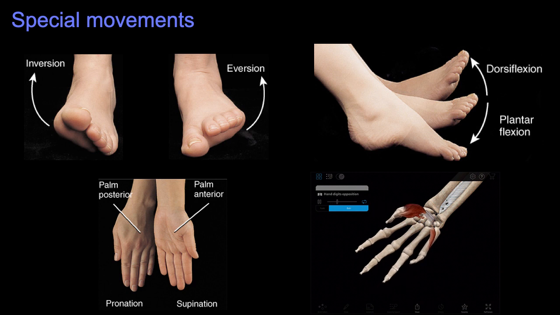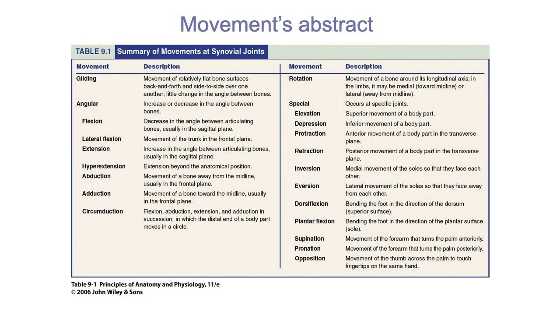And then we have a very special movement which is called opposition of the thumb, that moves across the palm to touch the tip of the fingers of the same hand. Okay, this is considered a human exclusive movement. That we think makes you human, because it allows you to do special movements that no other animal can do. And this is all for now.